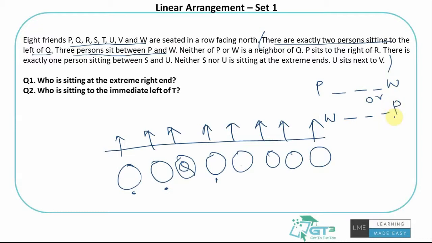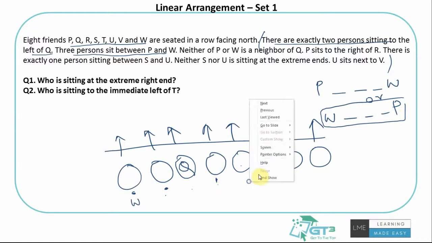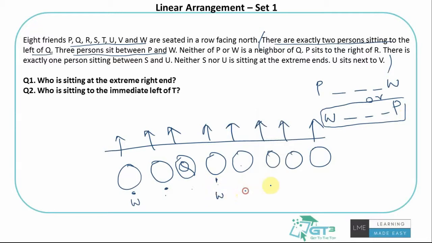So I don't know where P is and where W is, but I can clearly understand from this that all 5 of W and P should be seated in such a way that 5 of them are in a group. I don't know who is sitting in between these 3. Right, so that means W could be here, 1, 2, 3, and then P could be sitting here, or P could be sitting here and W could be sitting here. All of these are possibilities, so we don't know what the possibilities are.